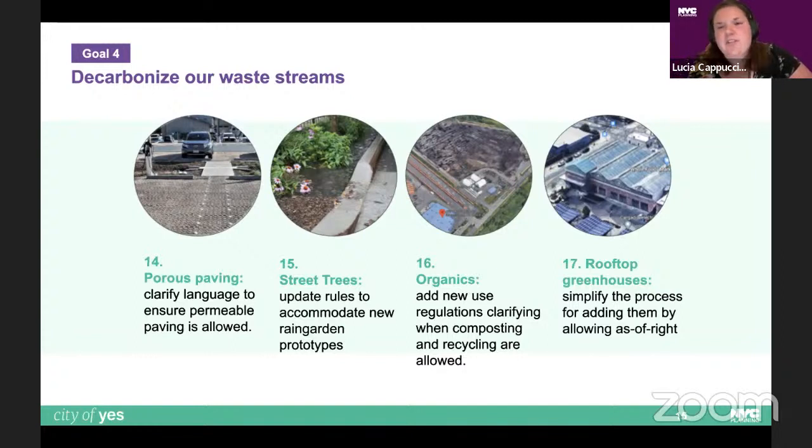And finally, rooftop greenhouses are allowed on top of non-residential buildings. But to build one, current rules require you to obtain a certification from the chair of the City Planning Commission. By streamlining this requirement, we will allow the Department of Buildings to review applications for building permits and cut costs and simplify the process for those looking to grow food on their community's rooftops.